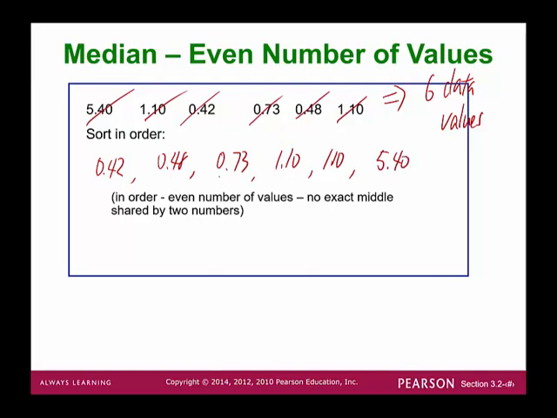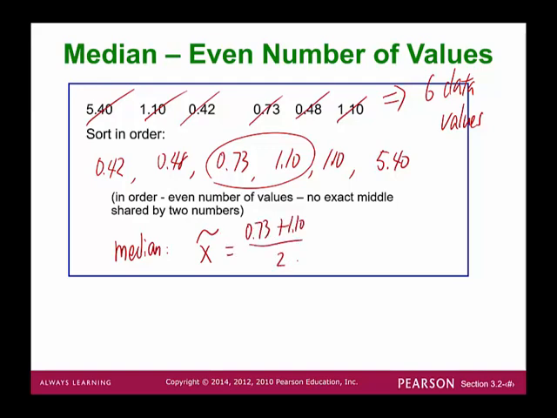Now you look at the middle two, right? Since the sample size is even, we average the middle two. So x tilde, the median, is equal to the average of the middle two, 0.73 plus 1.10, divided by 2. So that's 1.83 divided by 2. And this turned out to be 0.915. Okay. All right, so that tells you how to find a median for 2 different cases.